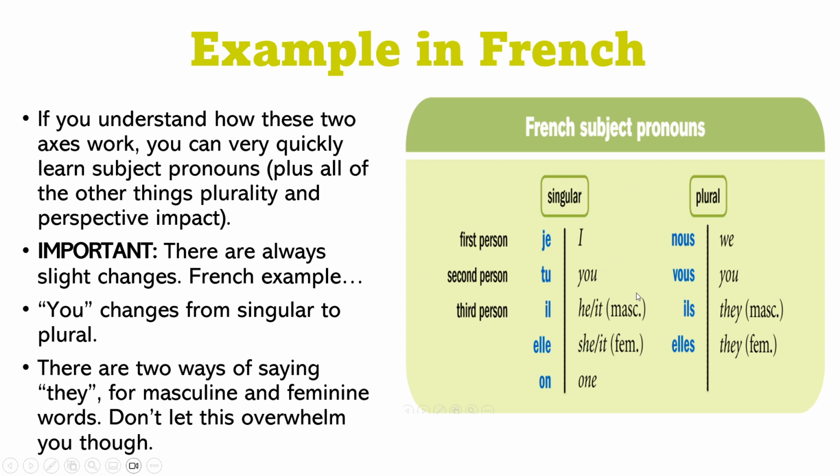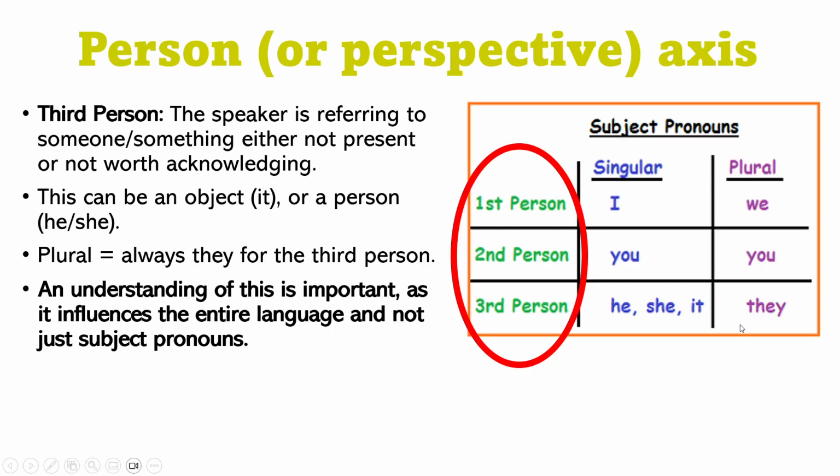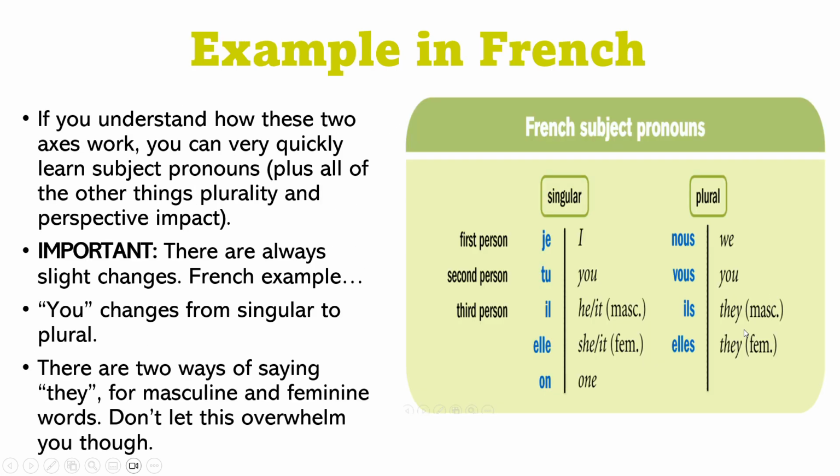What's interesting about French is that tu becomes vous in the plural, so they don't have the same word for you. The blue words are French, so tu means you in the singular, vous means you in the plural, whereas we just have "you" and "you" in English. Another interesting thing is, see how he, she, and it all become the same word in the plural? In French, they have two different words. If you're talking about a group of boys, you'd use "they" in the masculine, and if you're talking about a group of girls, you use "they" in the feminine. So they have two different words for talking about different things.